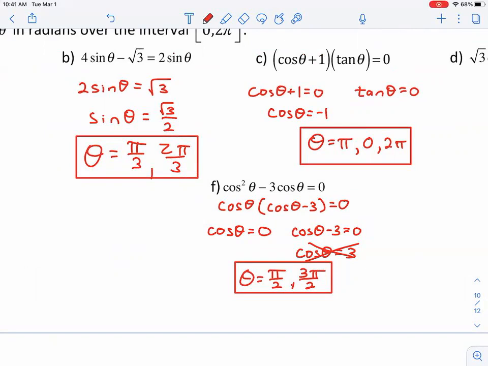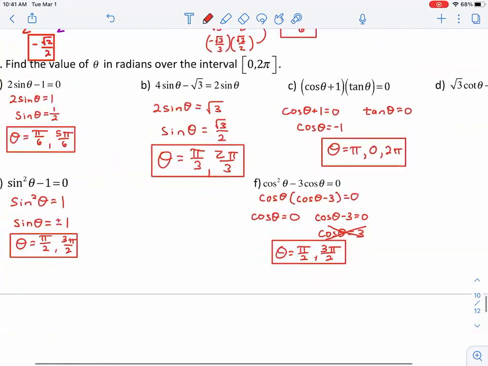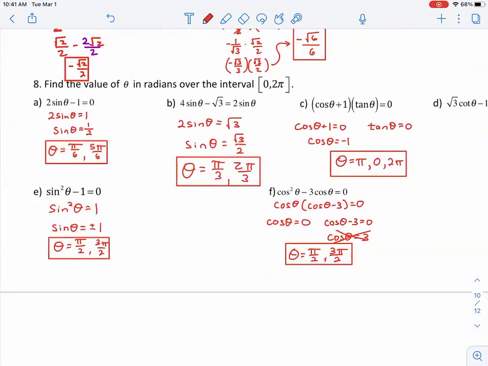All right, I'm going to up the ante one more time, but before I do so, are there any questions on these where we're solving the equations and then writing our solutions? Any questions on those from problem 8?